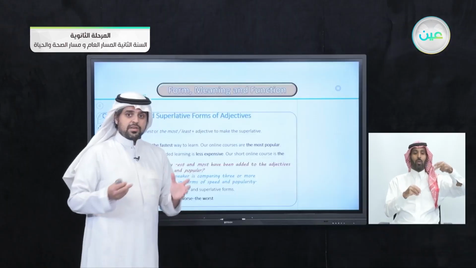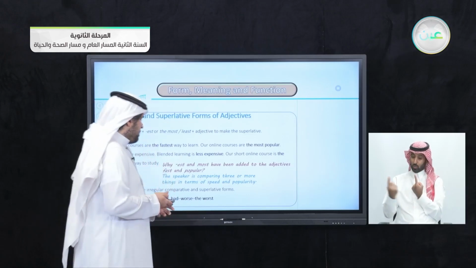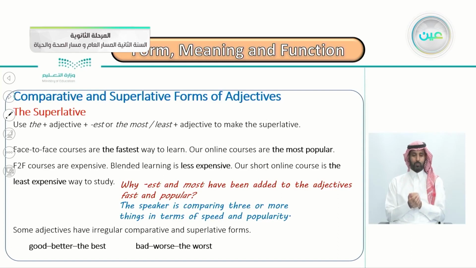So we use the superlative when we compare one thing to the group that it's in. Some adjectives have irregular comparative and superlative forms. They don't go by the rules that we just said. For example, here, the adjective good. The comparative form for it is better, and the superlative form is the best.